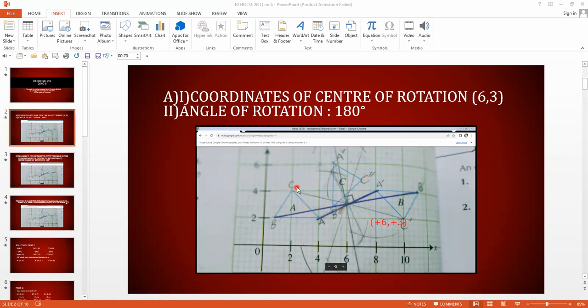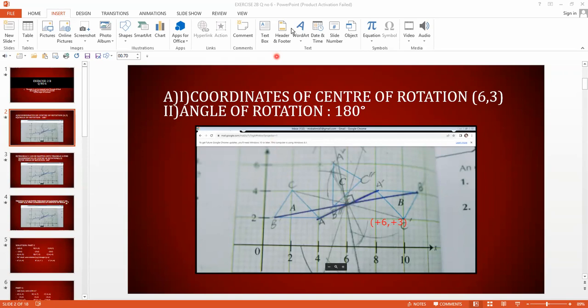Then you have to take this line C and C prime and draw a perpendicular bisector. Open the compass more than half, draw an arc upward and downward, then join it. Again, this perpendicular bisector bisects this line in the center and the center of rotation point is again +6 and +3. Okay, now we have to draw angle.